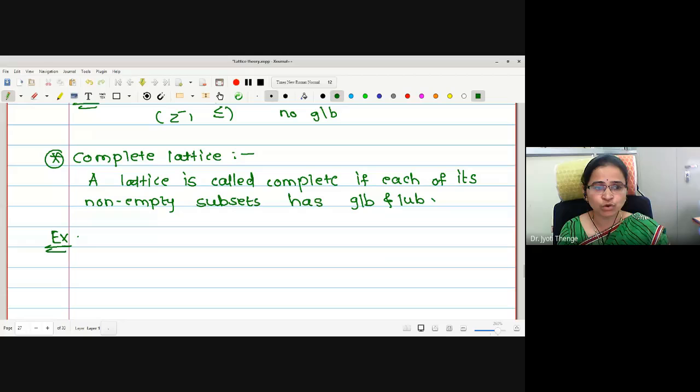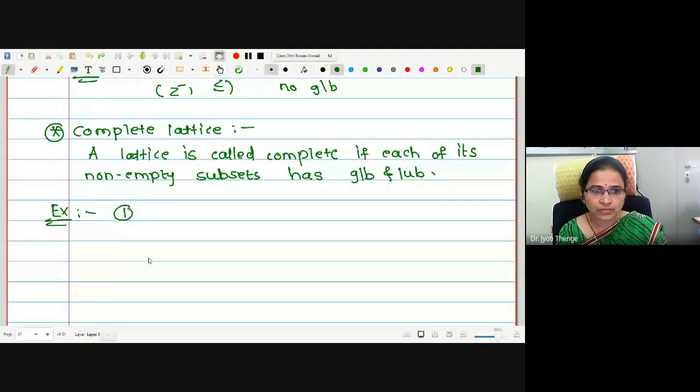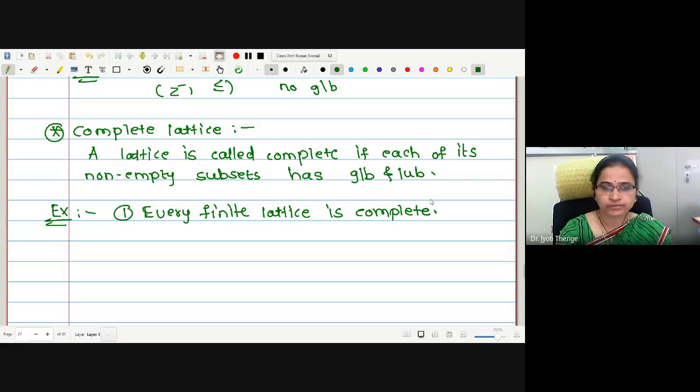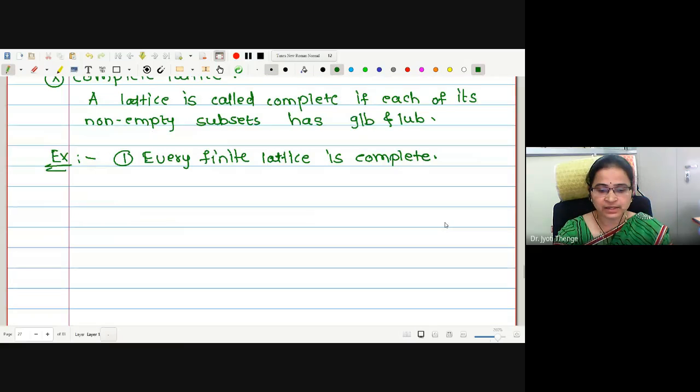Let us have a look at the example. The first example is a finite lattice, because for a finite lattice there is no question of having an infinite subset. Therefore, a finite lattice is always a complete lattice. Every finite lattice is complete. How many finite lattice examples have we seen? Every finite lattice is complete.